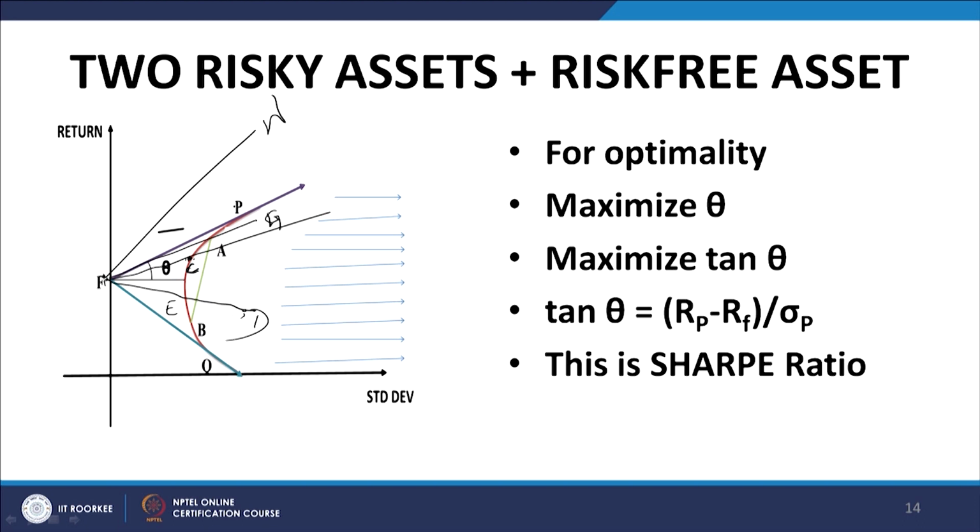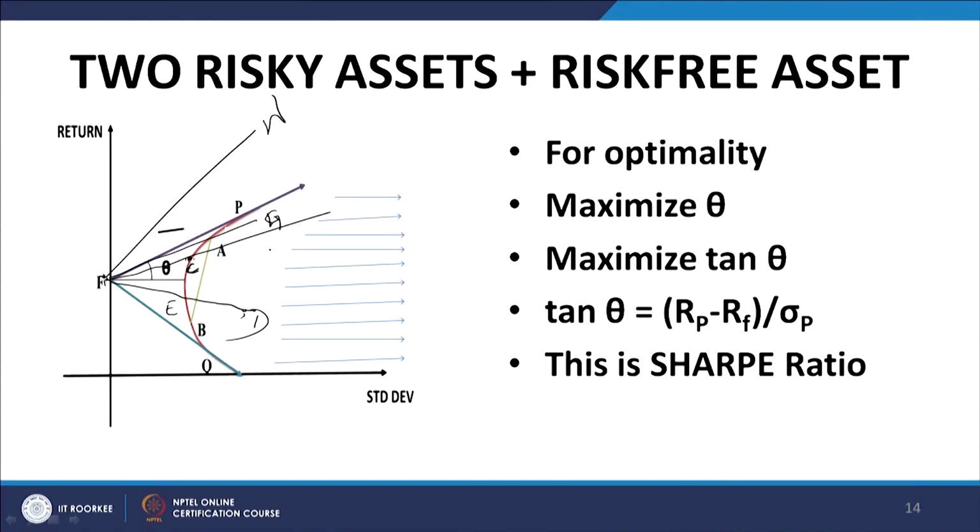Now, in the first quadrant, as you can see, tan theta and theta are monotonic. So, if you are increasing theta, you are also increasing tan theta. Therefore, you can also state the optimality condition as maximize tan theta. And what is tan theta here? Tan theta is nothing but Rp minus Rf, perpendicular, upon base, and what is base? Base is nothing but sigma p. So, this is what is the requirement for optimality. Maximize this expression, and this expression is called the Sharpe ratio.